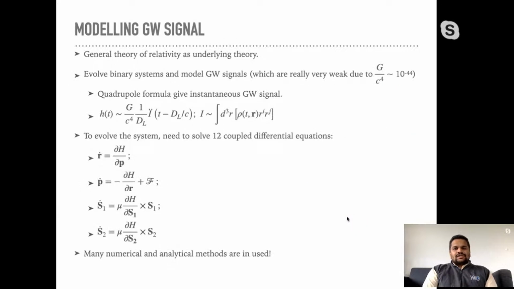So for that, how do we model the gravitational signal? As I said, we have general relativity, and gravity is anyway a very weak force, and we know that already when we compare it to electromagnetism or any other strong force, nuclear forces, everything. And the reason is this coupling constant, which has a value of 10 raised to minus 44, which is very small.